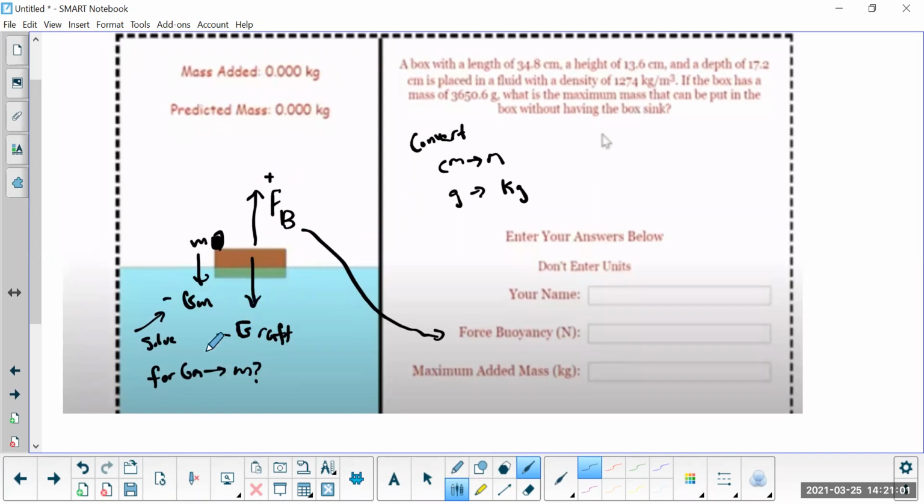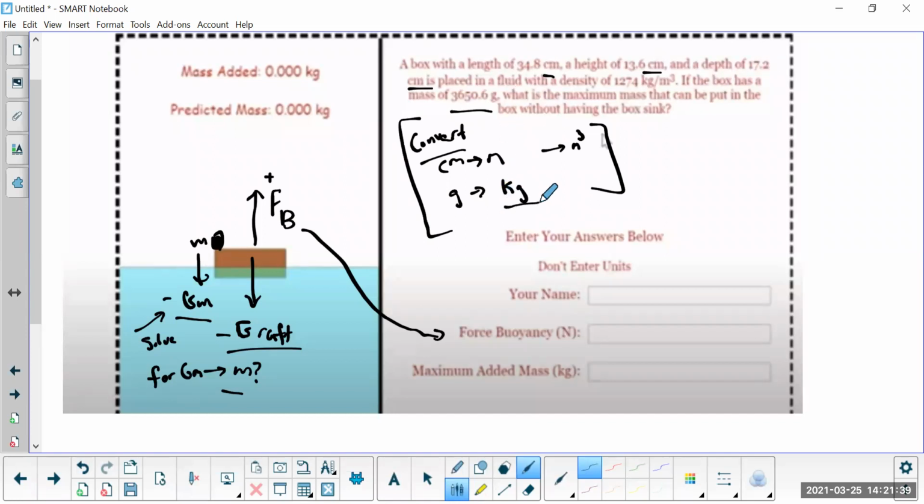You should be able to calculate the gravity of the raft similarly to what we just described in the first simulation. And then the gravity of the mass is what you're looking for, and you're going to solve for the mass. Again, be careful with converting. You want to convert all the centimeter measurements for the dimensions into meters, so you'll get meters cubed at the end. I would suggest converting before you put in any numbers or formulas. And then you also want to convert grams.